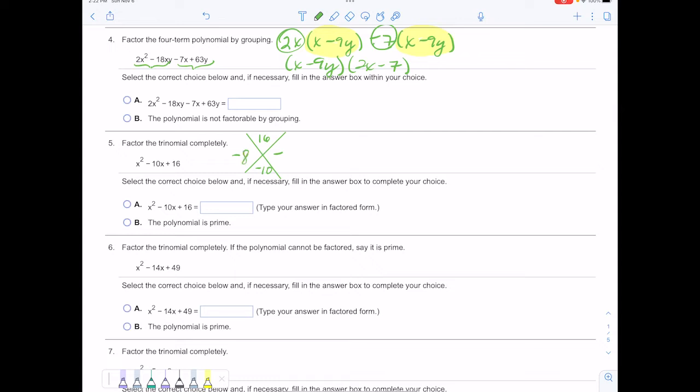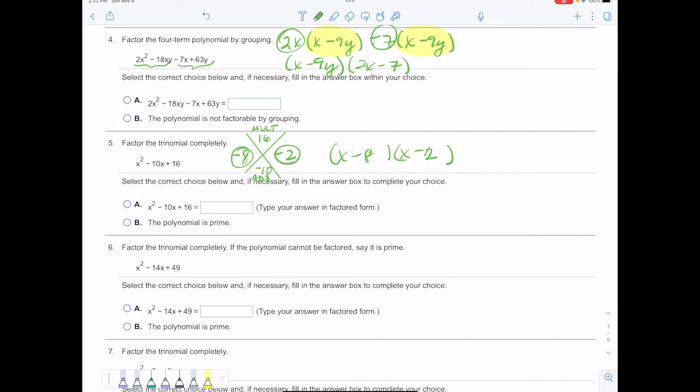And those would be -8 and -2. -8 times -2 is +16, and so they multiply to give us +16. When you add -8 and -2, you get -10. So now to factor that, I'm just going to have an x in each parenthesis, because x times x is x squared, and then you're going to have a -8 and a -2.